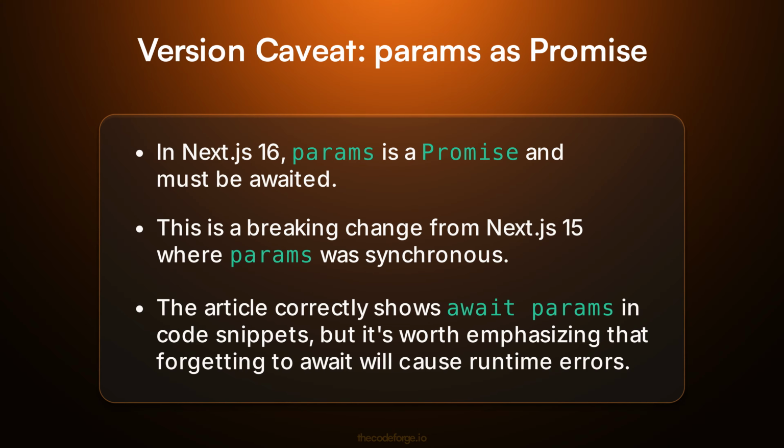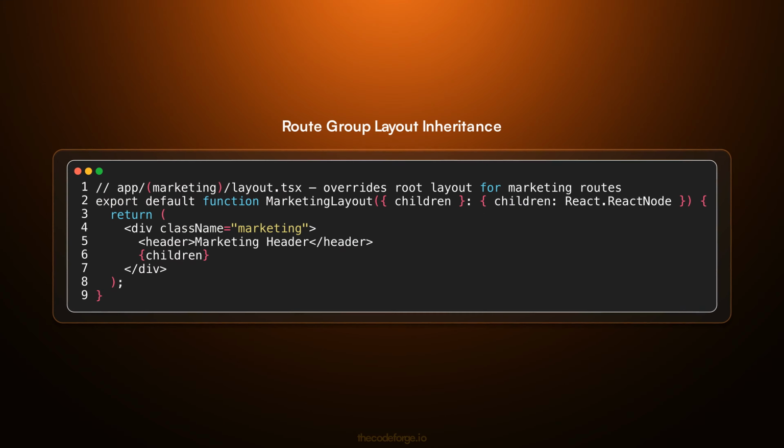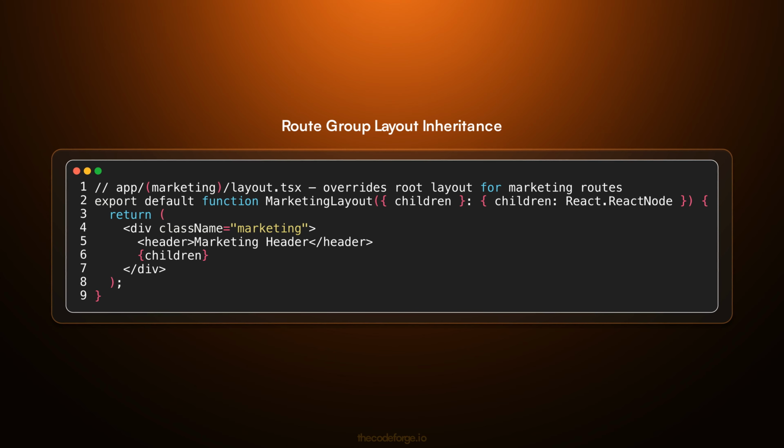The article correctly shows await params in code snippets, but it's worth emphasizing that forgetting to await will cause runtime errors. Root groups inherit the parent layout unless they have their own layout.js. This is a common point of confusion. The code snippet shows how to override the root layout for a root group.